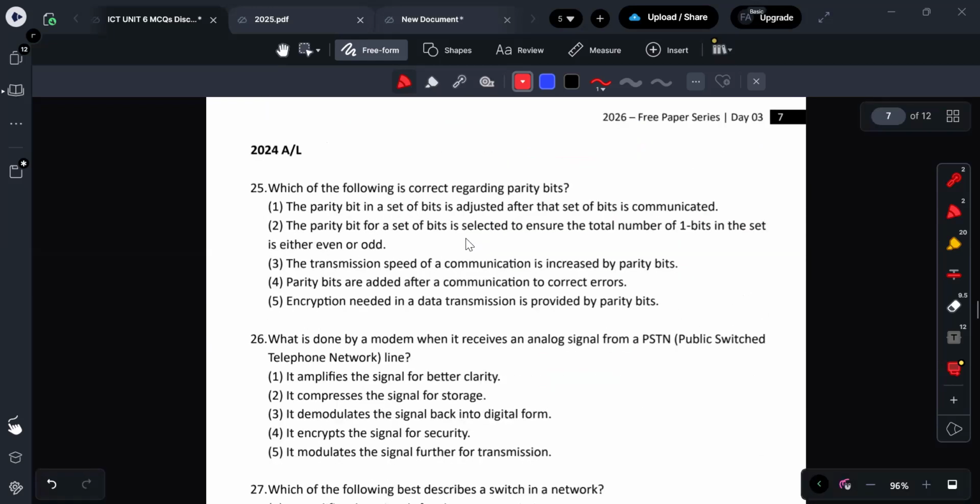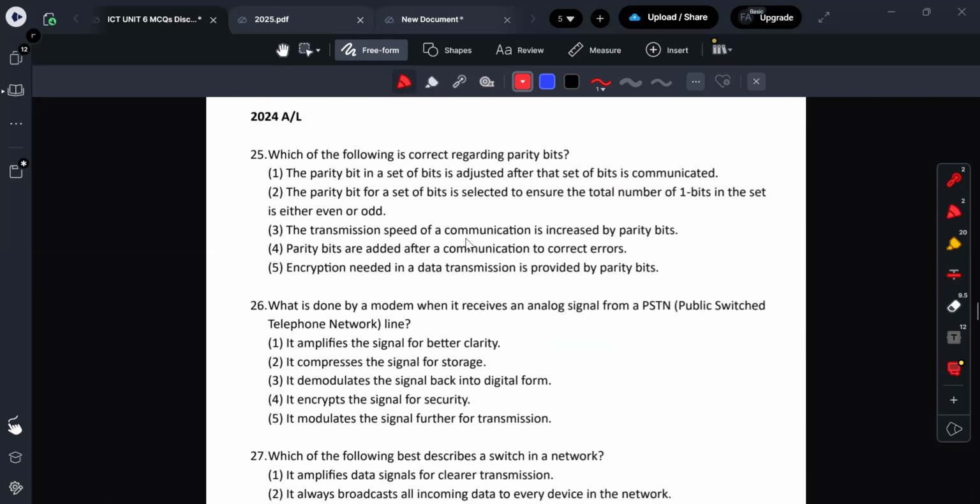Okay, so then we have the 2024 past paper. Okay. No one needs a break, no?